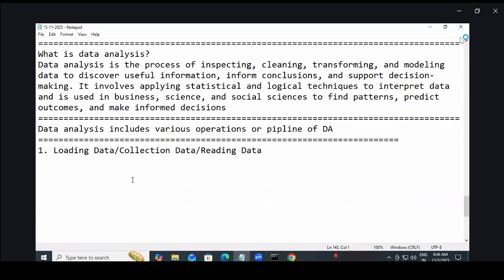From where will you get the data? Data can be obtained from different sources. What is the source? You may get the data from a database, like Oracle. The data has to be loaded, because data cannot be processed directly on the hard disk. Somewhere the data has to be loaded.